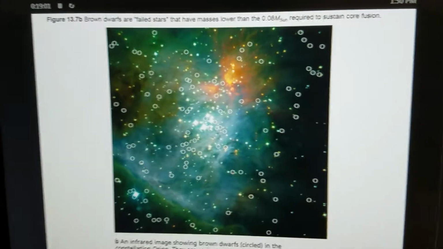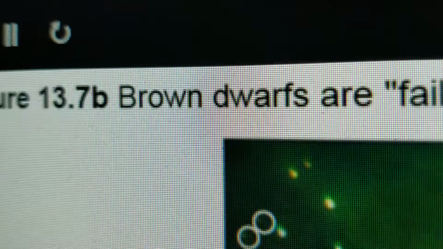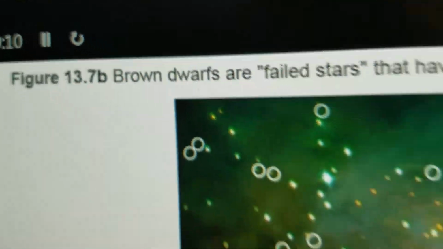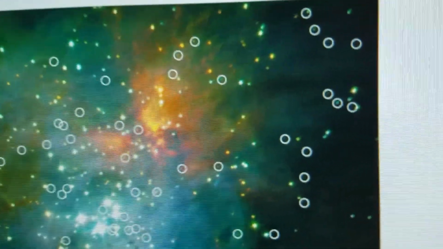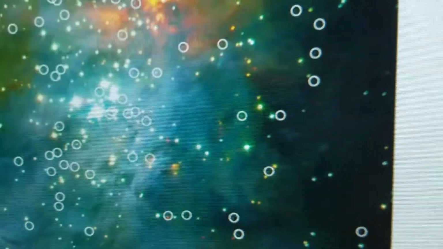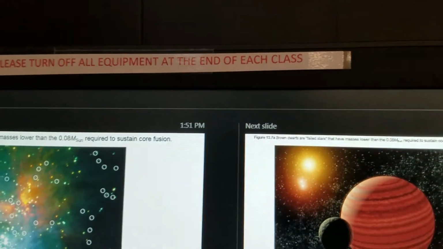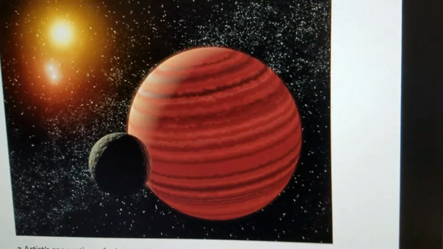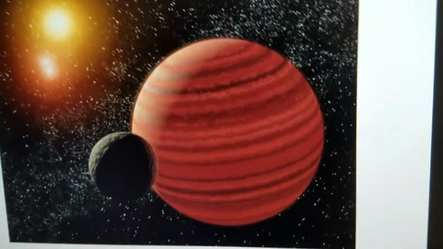Then you become what is known as a brown dwarf. A brown dwarf is a small, cold ball of hydrogen and helium that never started fusion. In this picture right here, every one of those circles is a failed star, a brown dwarf. A brown dwarf would look a lot like a Jovian planet, because a Jovian planet is also basically a ball of hydrogen and helium. The only difference is a brown dwarf would be 100% gas.